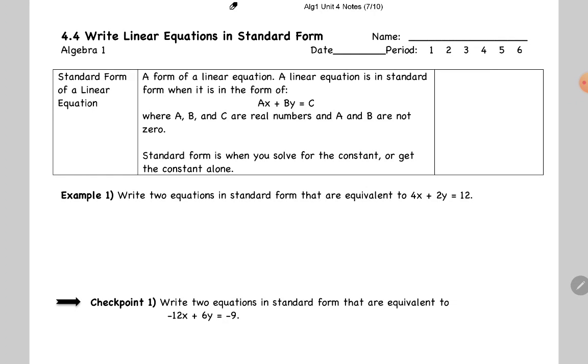Algebra 1. We're going to be writing linear equations in standard form. So we had slope, we had slope intercept, and then now we're going to do it in point slope.